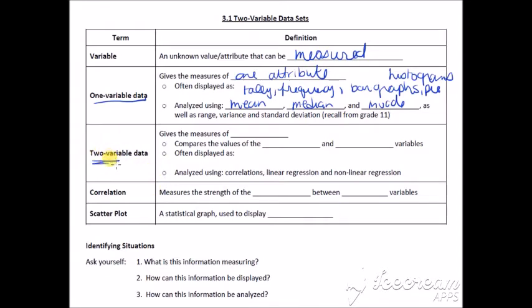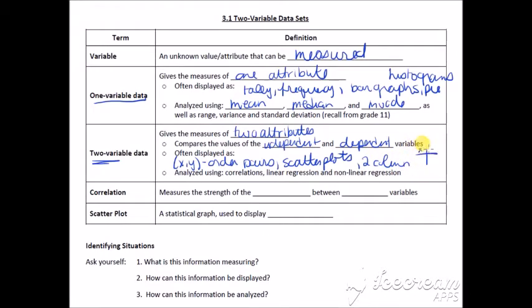Okay, now two variable data. This gives a measure of two attributes. Okay, it compares the values of an independent and dependent variable. Okay, these are often displayed as ordered pairs, which is x, y. And these are also going to be scatter plots or two-column charts, usually x, y like that. Okay, and they're analyzed using correlations, linear regression, and nonlinear regression. Okay, correlation measures the strength of the relationship between two variables.